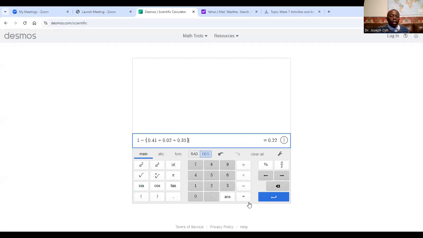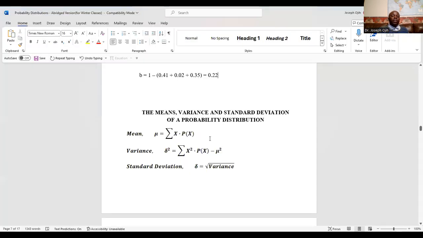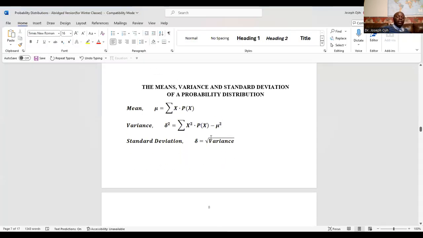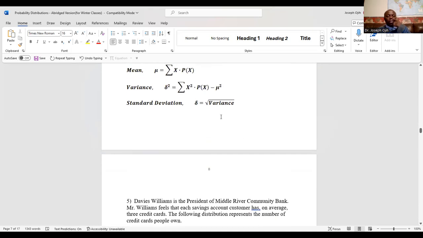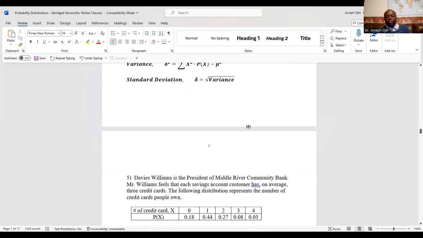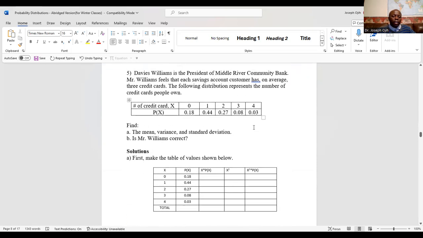Okay. Now, having said that and having gotten the answer, we can now look at the mean, variance, and standard deviation of a probability distribution. Remember, we did the mean, variance, and standard deviation, but we did that for a frequency distribution. Now, we're going to do it for a probability distribution. Mean is the sum of x times px. Variance is the sum of x squared times px minus the mean squared. Then standard deviation will be, as always, the square root of variance. Okay? Let us try this for this question.